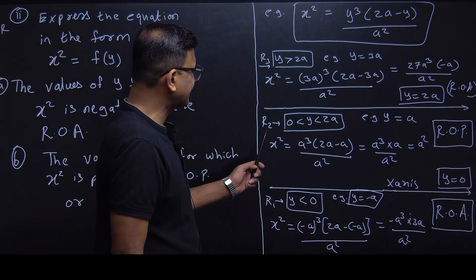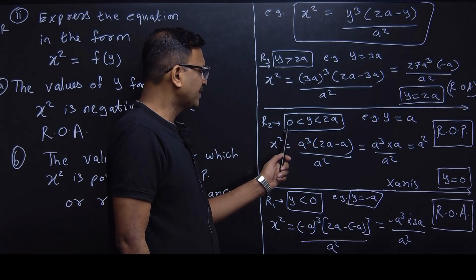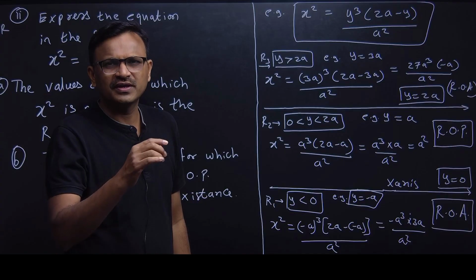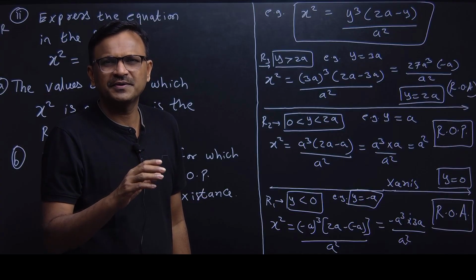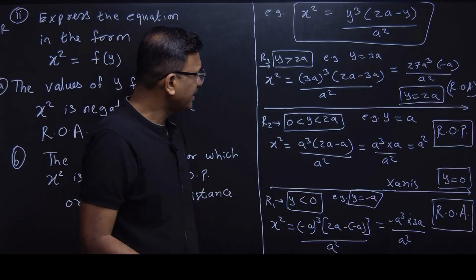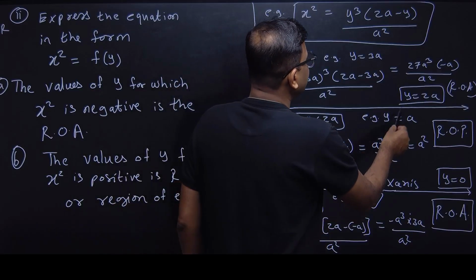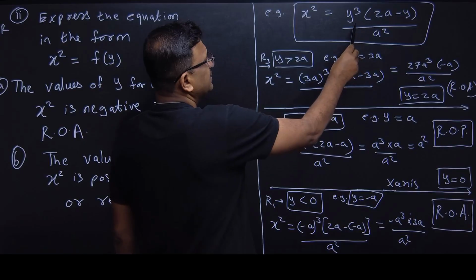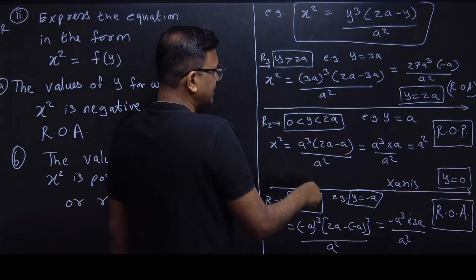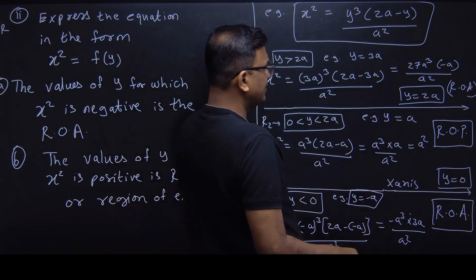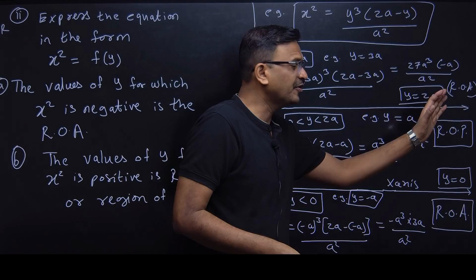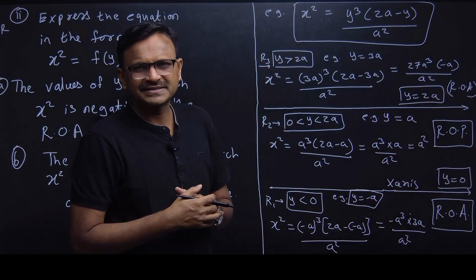Similarly, if you consider the second region, that is between 0 and 2a, 0 less than y less than 2a, that is the region where y will have values between 0 and 2a, like 0.1a, 0.2a, 0.5a, 1.5a, etc. Now, if we take any simple value of y, say y is a in that interval, and put it in this equation, we'll get x square is equal to a cube into 2a minus a upon a square. Simplifying, it comes out as a square. So x square is positive, so it is the region of presence. The curve is going to be present there.